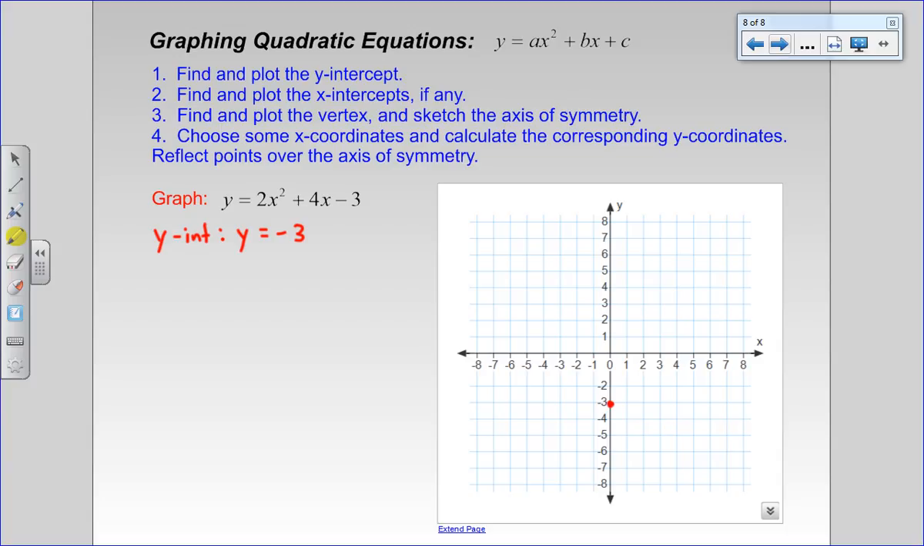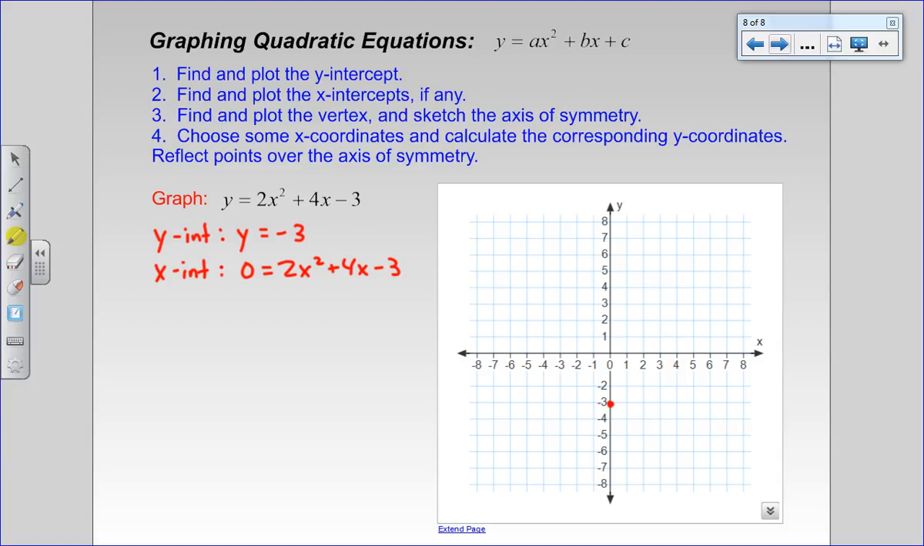Now if we were to attempt to find the x-intercepts, we would have to solve the equation 0 equals 2x squared plus 4x minus 3. And that trinomial on the right-hand side is prime. And since it cannot be factored, we would have to solve this quadratic equation by another method, such as the quadratic formula. But this means that since we cannot solve by factoring, the x-intercepts are irrational numbers. So those will be difficult to identify and to accurately plot on the graph. So let's move on and identify some other points on the parabola instead.